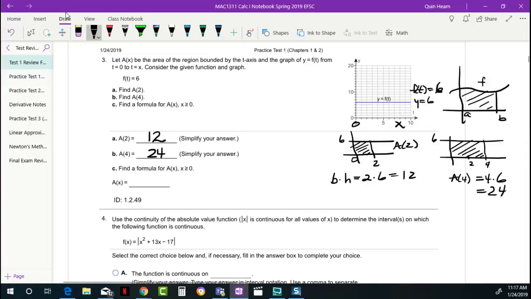Okay, so there's that one. Then these are really trying to help you think about the problem of A of x representing x greater than 0. How would you represent that function?